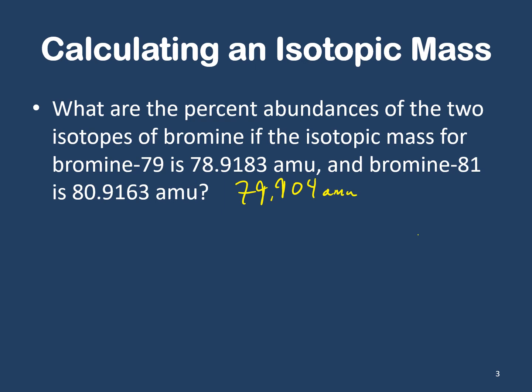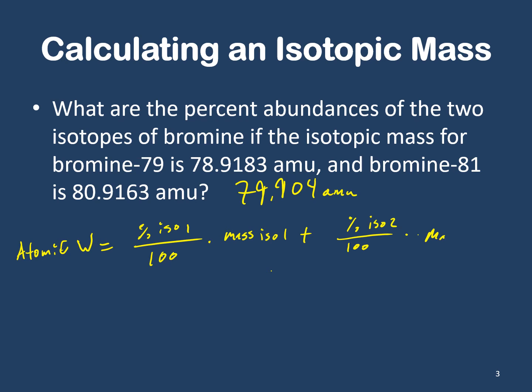All right, I know that atomic weight is equal to percent of isotope 1 divided by 100 times mass of isotope 1 plus percent of isotope 2 divided by 100 times mass of isotope 2. Now, we actually have the masses given to us in the problem. We have this number, and we have this number, and we have the atomic weight that we looked up from the periodic table. This still is an issue, though, because we still have two unknown values that we have yet to be able to solve for.